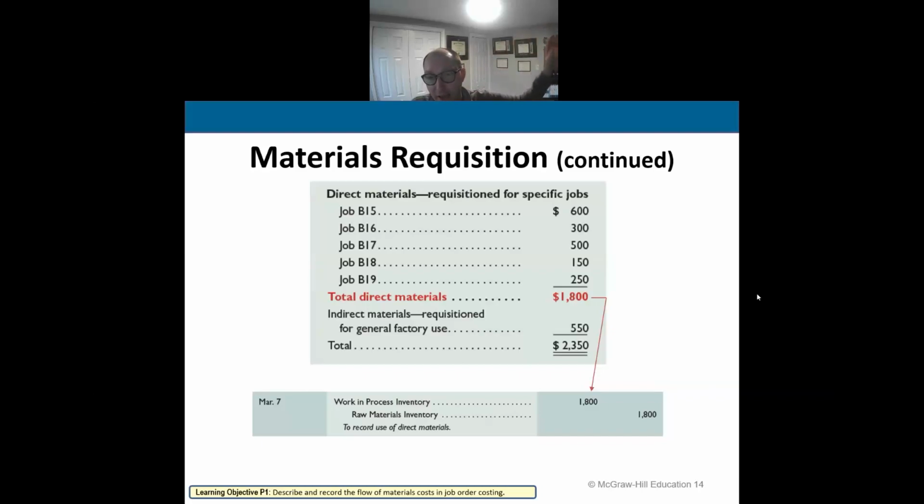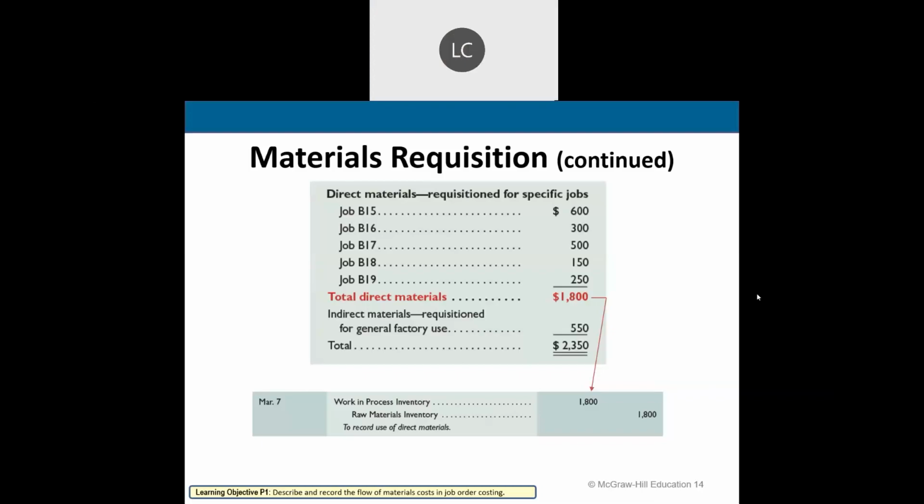So in order for me to take it out of raw materials and put it into work in process inventory, I need to debit work in process inventory by the total amount of direct materials I'm using in those jobs. And I credit raw materials inventory to reduce the raw materials inventory balance, because it's no longer there, right? Taking it out of raw materials, putting it into work in process. To do that, I debit work in process inventory to increase work in process inventory, and I credit raw materials inventory to reduce the raw materials.